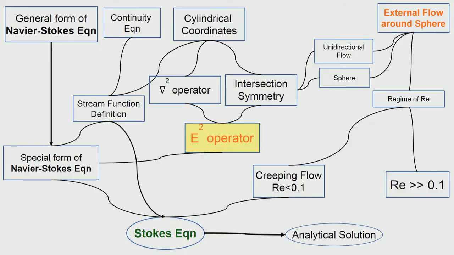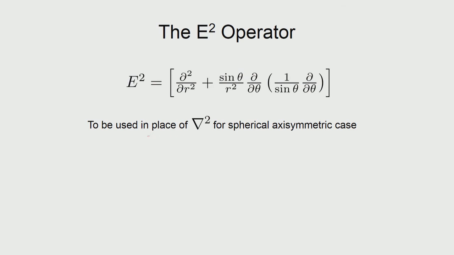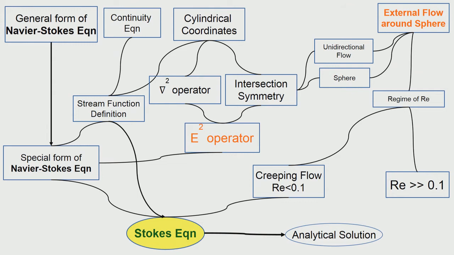So, here we have then come up to the usage of the stream function. We now move on to introduce the E square operator, and the E square operator is basically in place of the nabla square or del square operator. The reason is that we are using the axisymmetric case. So, directly looking up the Laplacian operator for the spherical coordinate system would not help, because we have already constrained it to be axisymmetric. Some terms would drop out, and therefore, this is the operator we are going to use. Which means that the equation will have to be looked at.